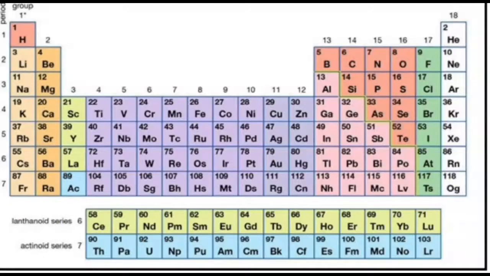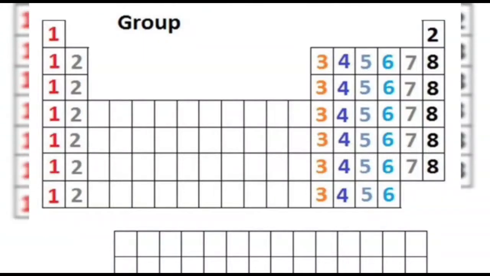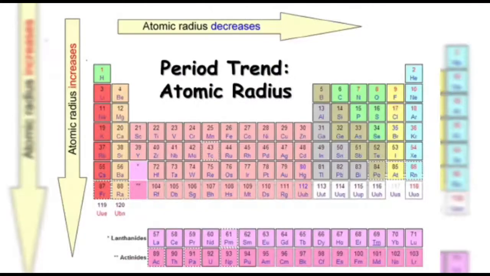Let's see about the trends in valency. As you know, the valency of an element is determined by the number of valence electrons present in the outermost shell of an atom. So we know that the number of valence electrons in the valence shell increases as we move from left to right along a period, but it does not change when going down a group.